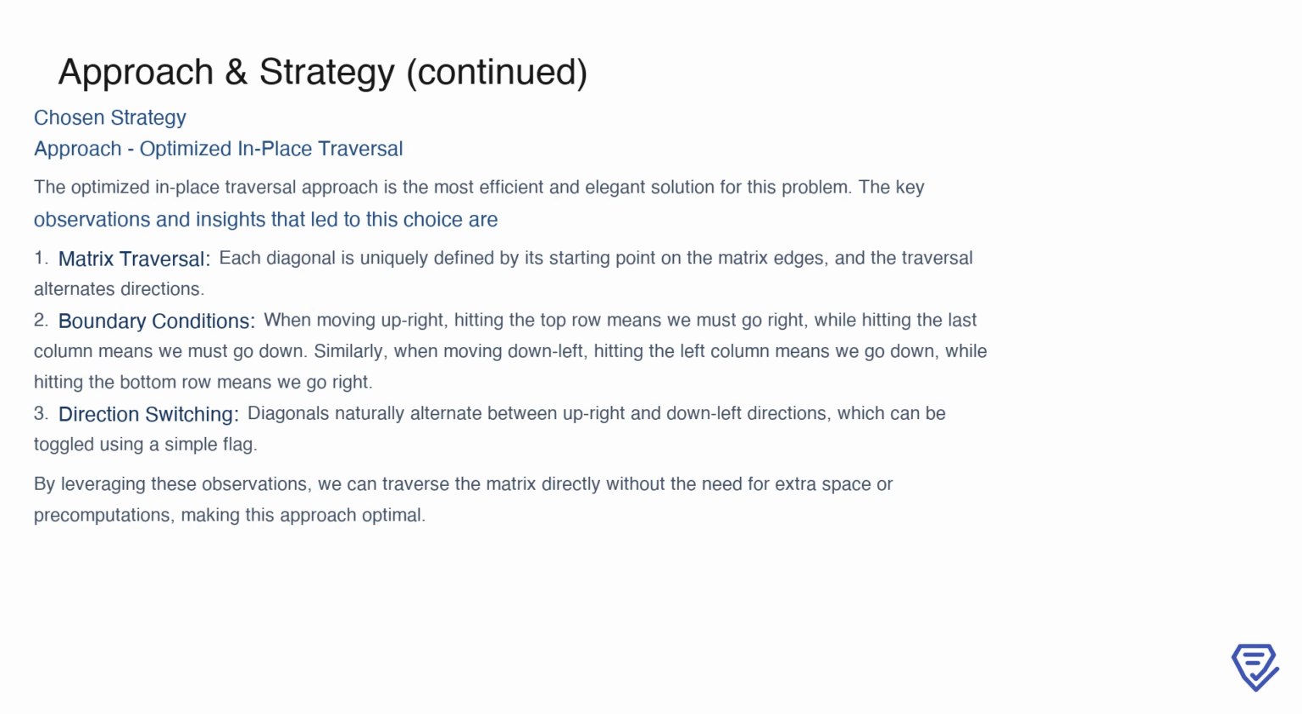The key insights that make this approach effective are rooted in understanding the matrix traversal patterns. Each diagonal is uniquely determined by its starting point on the edges of the matrix, and the traversal naturally alternates directions between up-right and down-left. By observing how boundary conditions influence movement, we can seamlessly handle transitions.